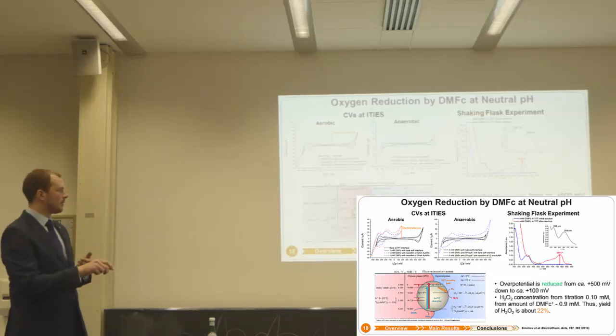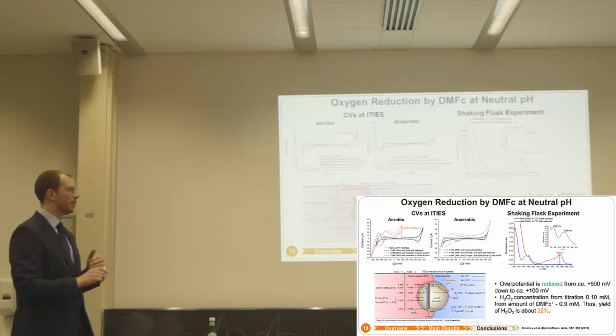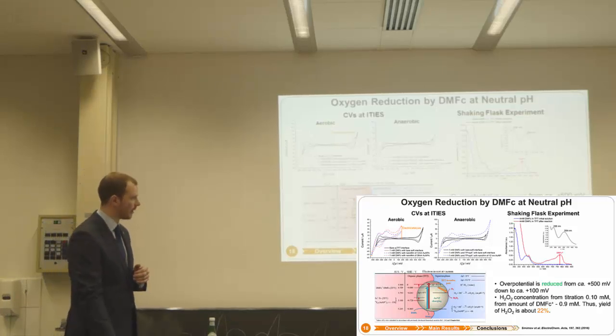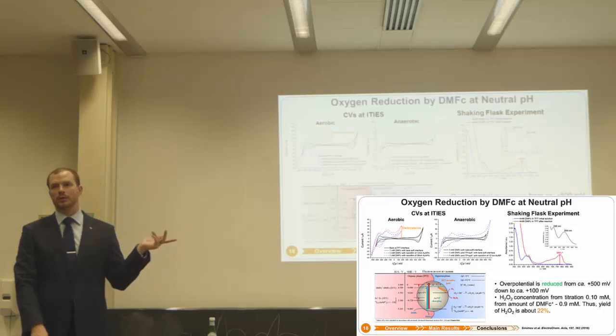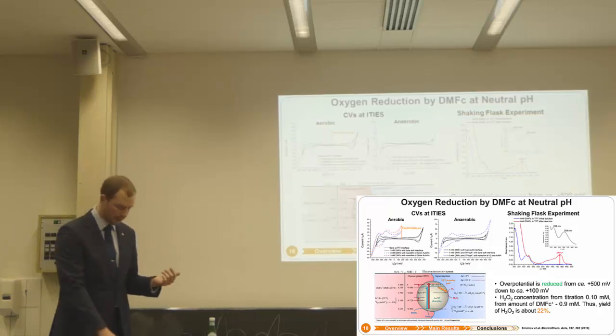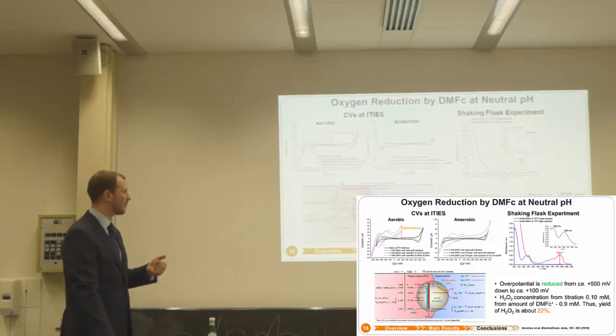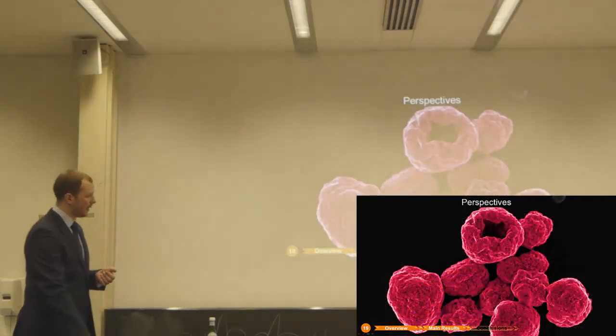Yeah, and just to be clear, we got something like a 22% yield for peroxide, because another problem was water: we can't distinguish between water from the flask and water from our experiment.